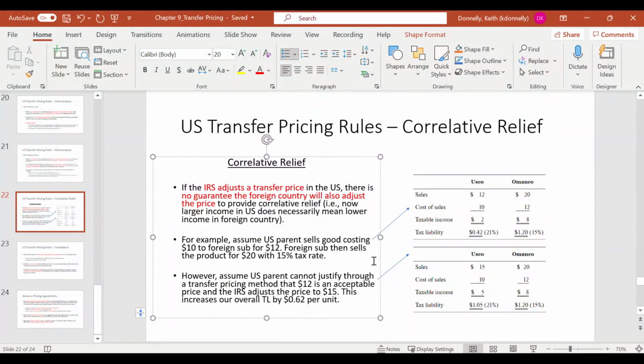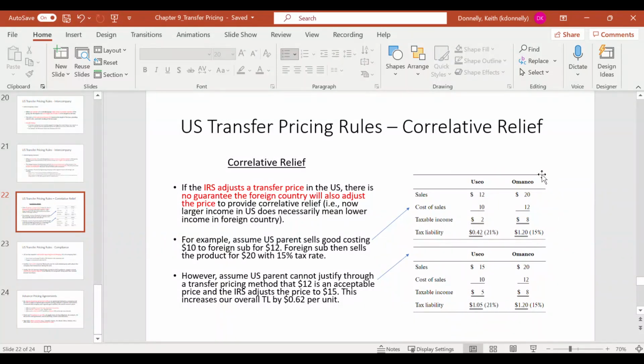So basically, what's going to happen here is you've already reported this in country B for that amount. You can't change that now after the fact. So you're still stuck with this $1.20 over there in tax, but now you have an increase in tax here, from 42 cents to 105. So the idea is you better set these prices up accurately up front, not only for fear that you're going to get adjusted right here. That's one problem with it.